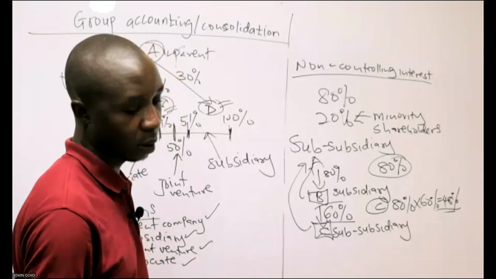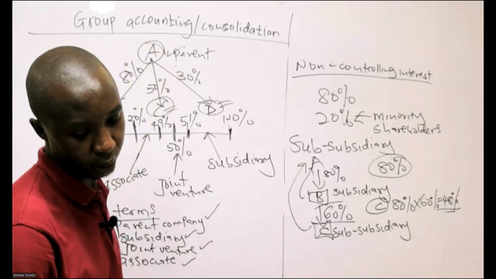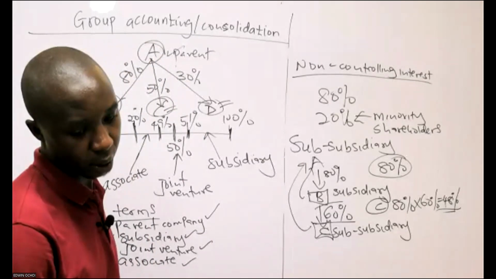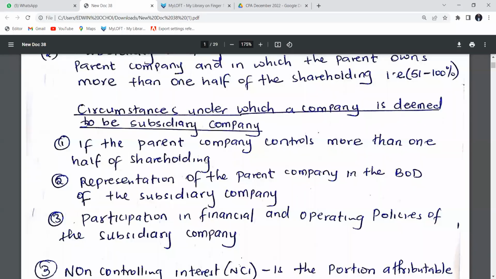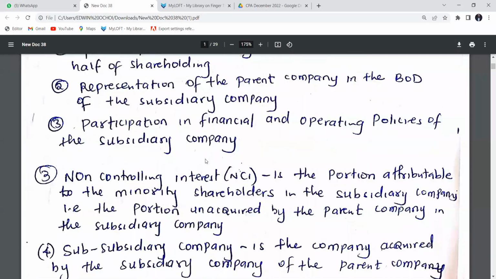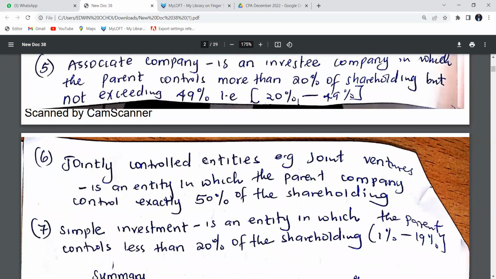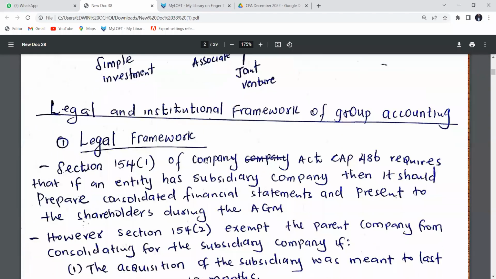Then we have what we call a legal framework in group accounting, and the institutional framework. So remember that we always say that if the parent company has subsidiaries, we always have to do consolidation. That is according to the law.